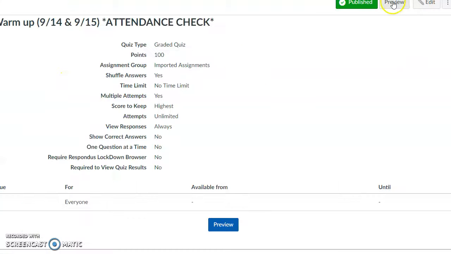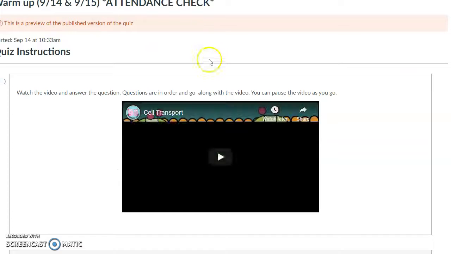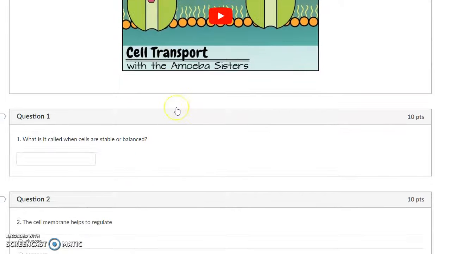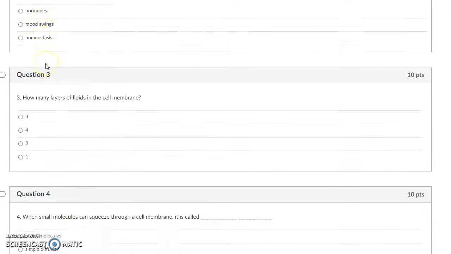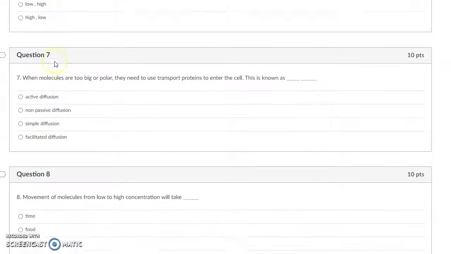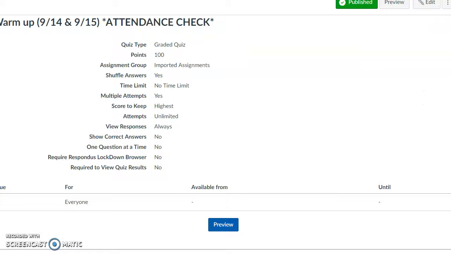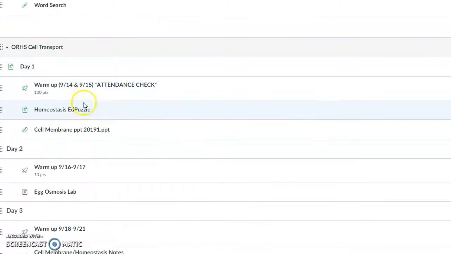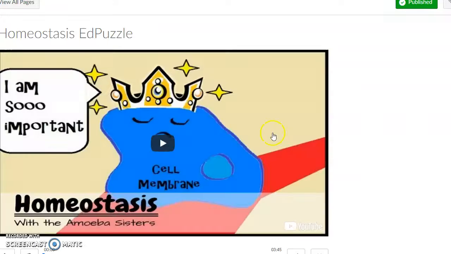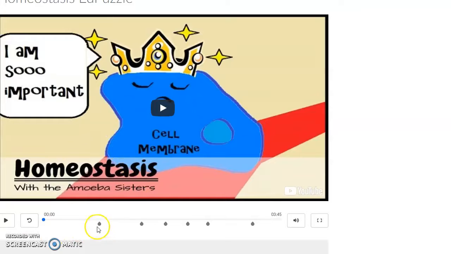So you have a warm-up. On the warm-up you have a few questions. You'll watch the video and answer the question that goes with it. There should be 11 questions. So make sure you get that done. And then we have an Edpuzzle. So you'll watch the video and answer the questions. Where these little dots are, that's where questions are at.